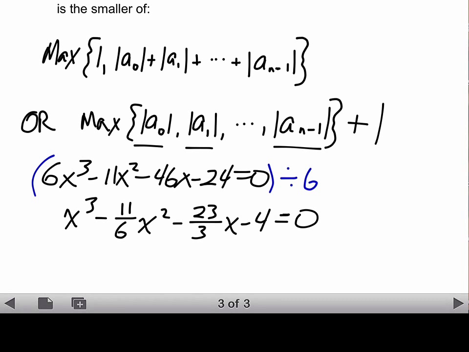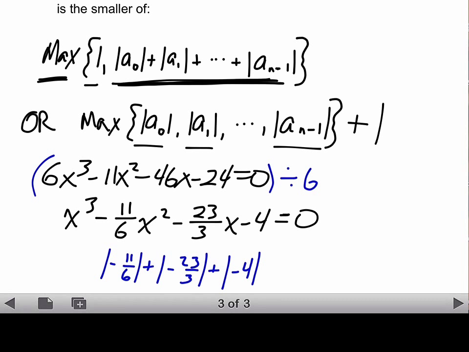So we're looking at what's bigger between 1 and all of the coefficients, not including the lead coefficient, absolute values added together. Let's see what we get. So again, the first coefficient, the leading coefficient, we don't bother with. But absolute value of negative 11/6 plus the absolute value of negative 23/3 plus the absolute value of negative 4, that's what's indicated. All these added together give me 77/6. So between that number, 77/6, and 1, which one's bigger?